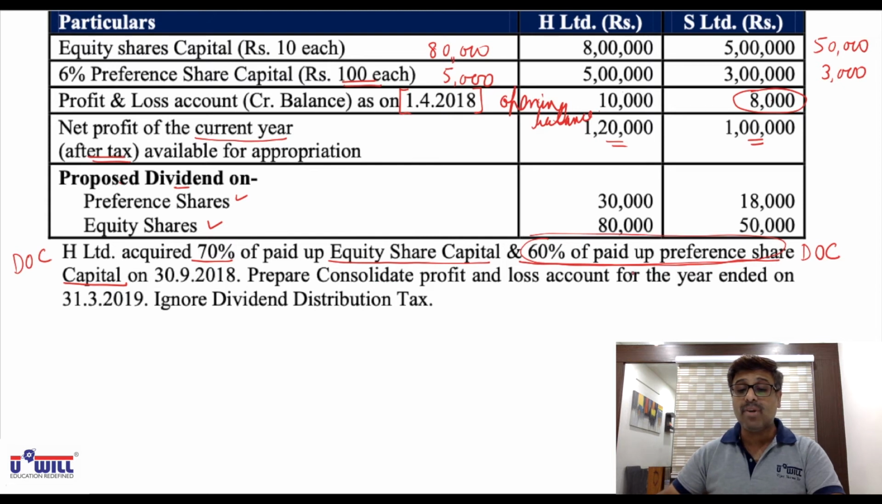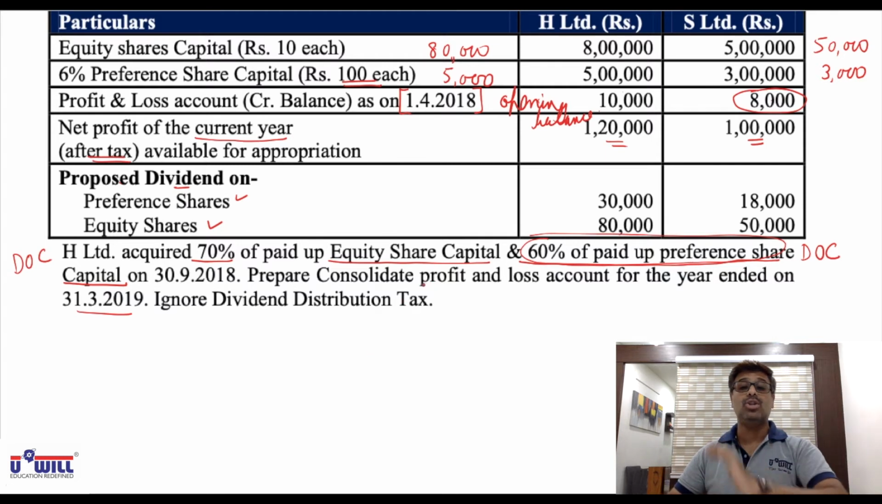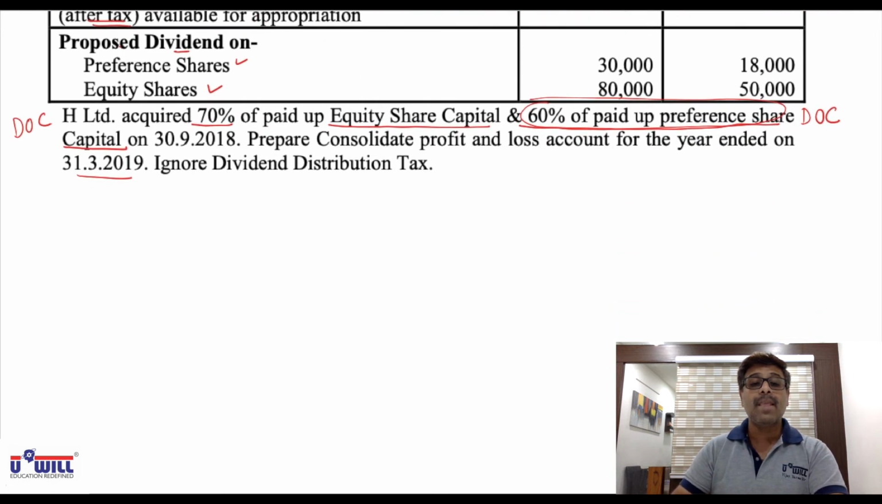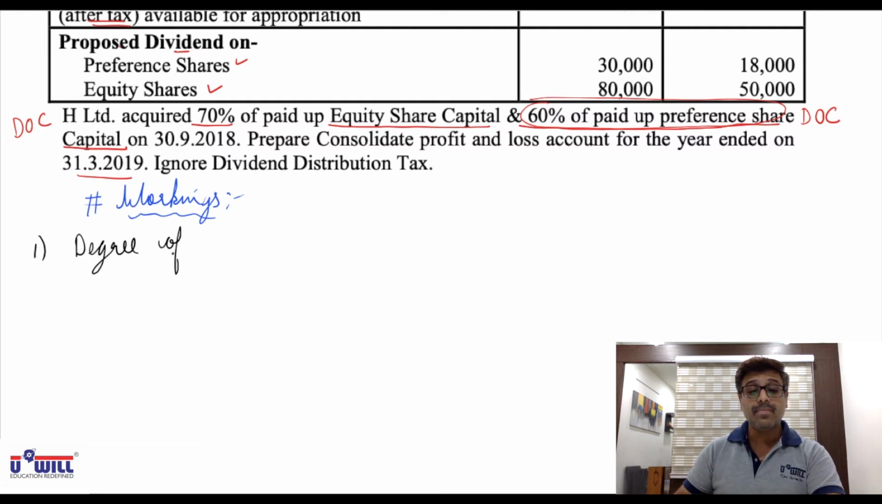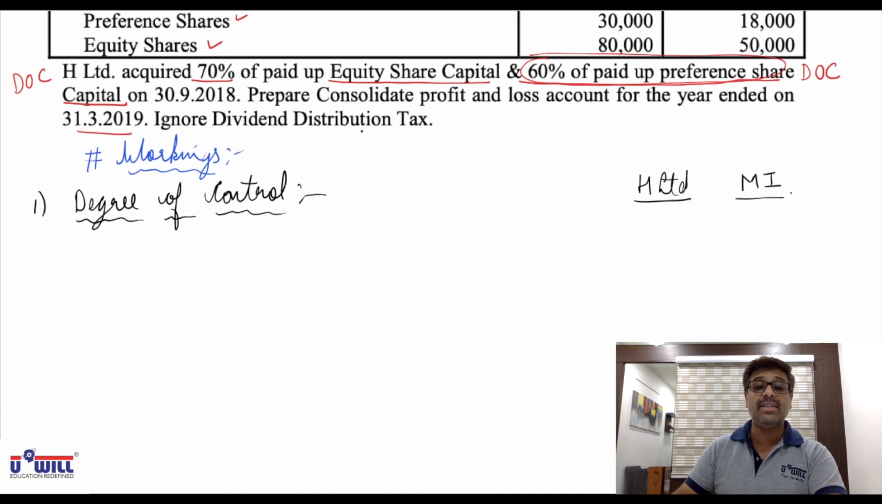Prepare a consolidated profit and loss account for the year ended 31/3/19, but we don't have to make the whole P&L statement, only that last part. The profit to be transferred to consolidated balance sheet is to be done. So let's make the workings, and then that last part of the P&L statement, all of you will try on your own. Working note 1, degree of control. Now degree of control, H Limited and minority interest, and we have to do it separately for equity and preference shares.